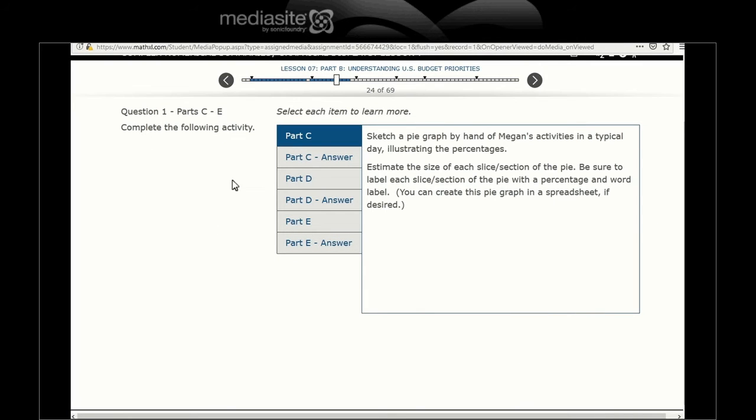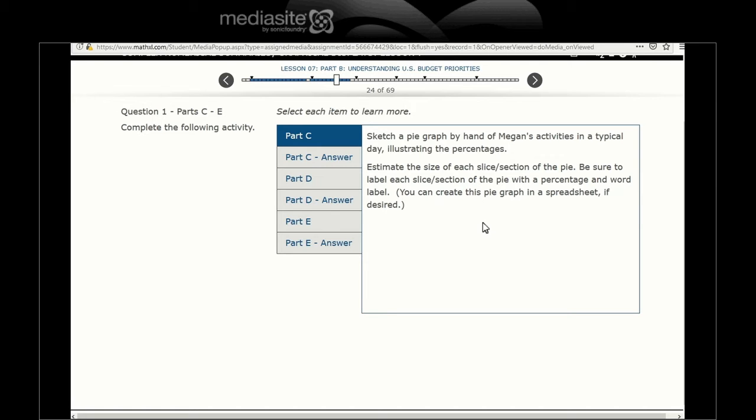Okay, now sketch a pie graph by hand of Meg's activities in a typical day, illustrating percentages. Estimate the size of each section of the pie. Be sure to label each section with percentage and word label. Now, these are some oddball numbers. First about 24ths, and of course, talk about 3s, 5s, 4s of them.